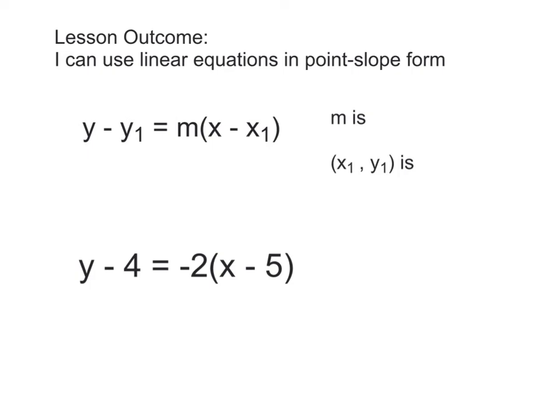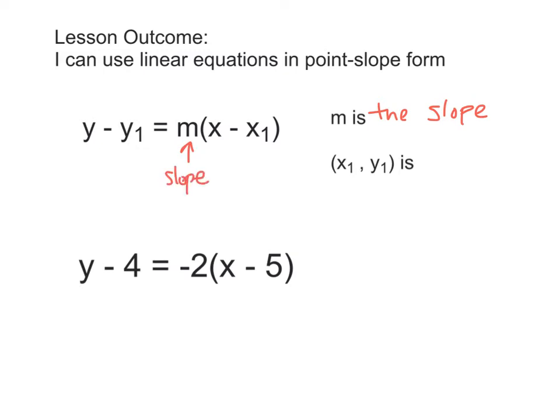The lesson outcome for this video is I can use linear equations in point-slope form. This right here is point-slope form for linear equations. It's y minus y1 equals m times the quantity x minus x1. And as we have learned in other forms, we know that m is the slope of the line. So we have the slope found right here.